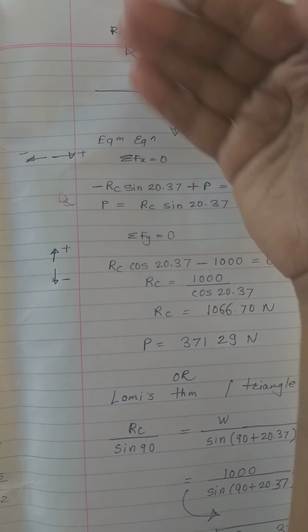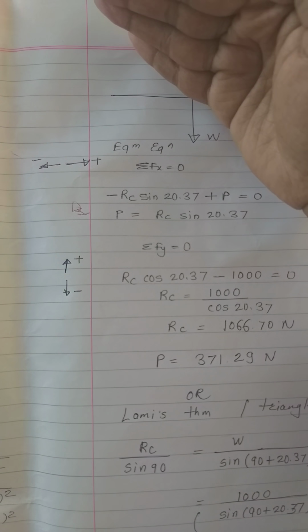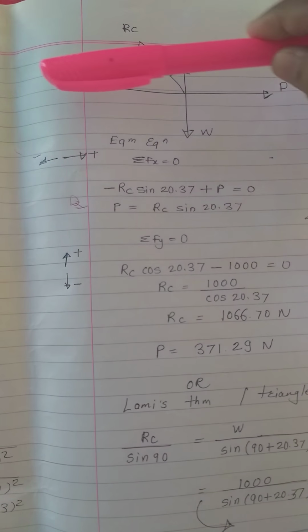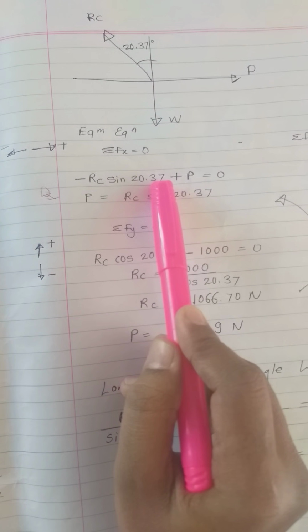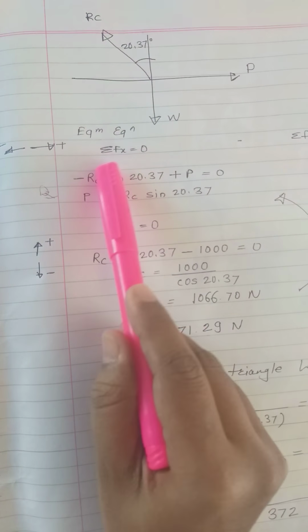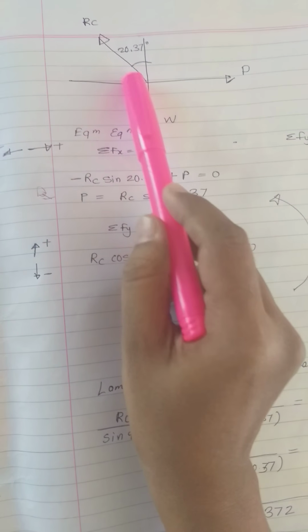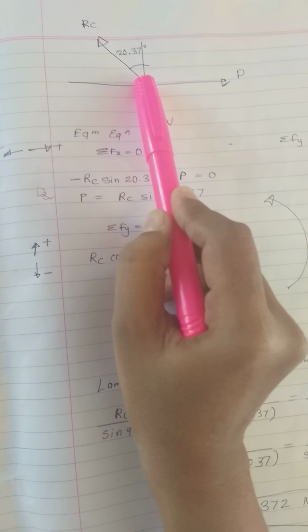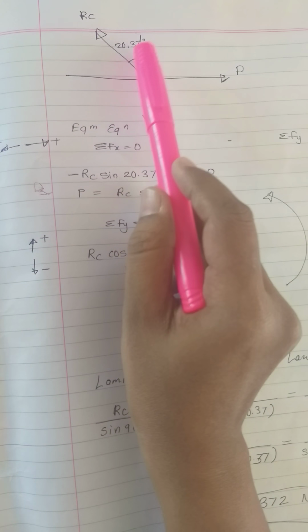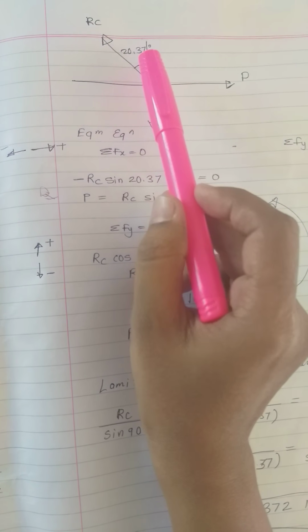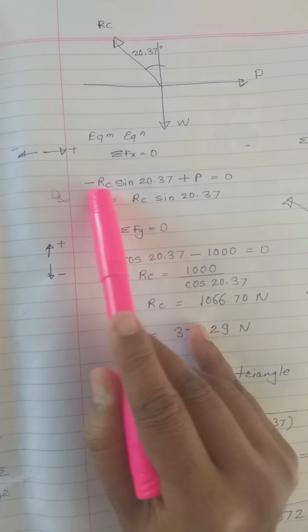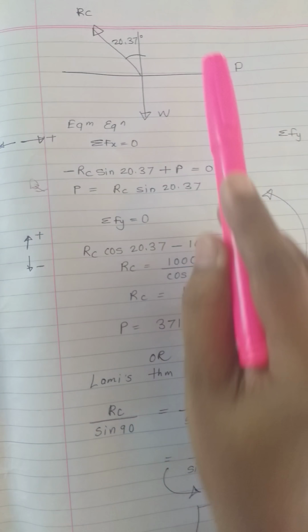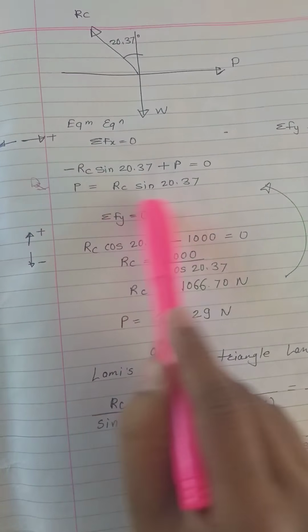Now we have to go ahead with the horizontal reactions first. So summation of Fx, we have to resolve this horizontally, so it is going towards the negative side. So negative RC sine 20.37. Remember, horizontal is not always cos; that is not with respect to horizontal or vertical, that is with respect to the angle it makes with vertical or horizontal. Here the angle is with vertical, so this side becomes your cos. So this is minus RC sine 20.37 plus P equals 0. This is your first equation.